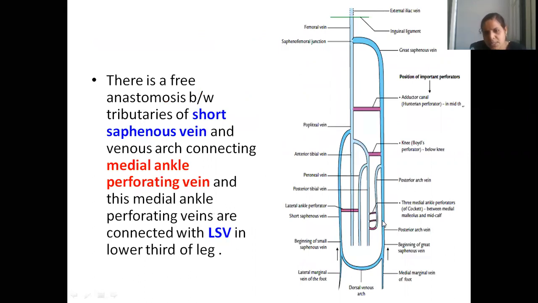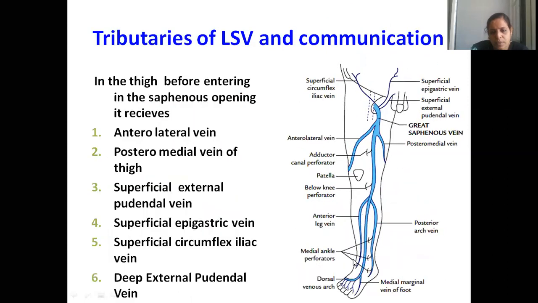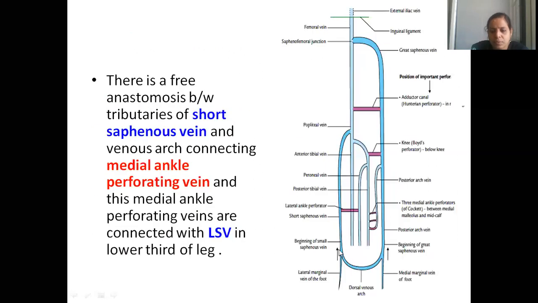See here, just let us try to understand this picture. Don't read anything like this. See here, this is our dorsal venous arch. That means this one little. And this is the great saphenous vein. So this is our big one, great saphenous vein. From medial aspect of the leg, it has continued.